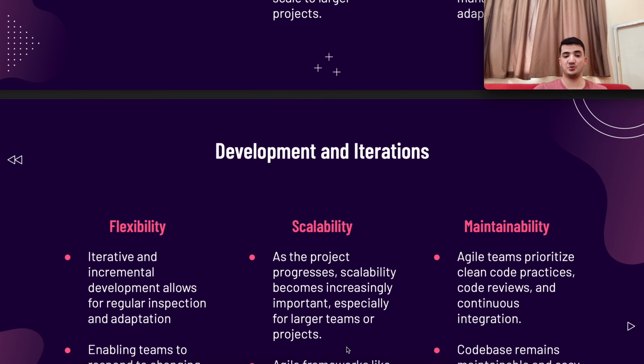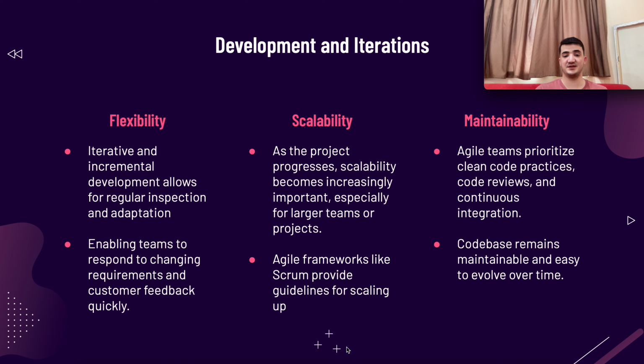Let's look at our next stage, which is development and iterations. So during this stage of the Agile lifecycle, for flexibility, we practice iterative and incremental development, which allows for regular inspection and adaptation. And doing this enables teams to respond to changing requirements and also to respond to customer feedback quickly, which means it's very flexible and it's very easy to adapt and change.